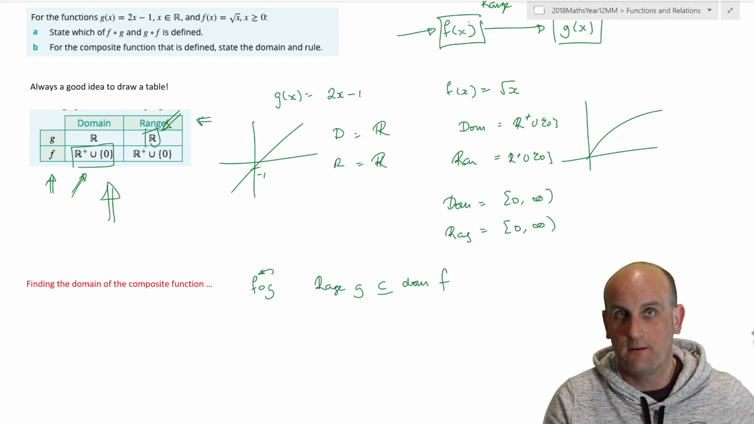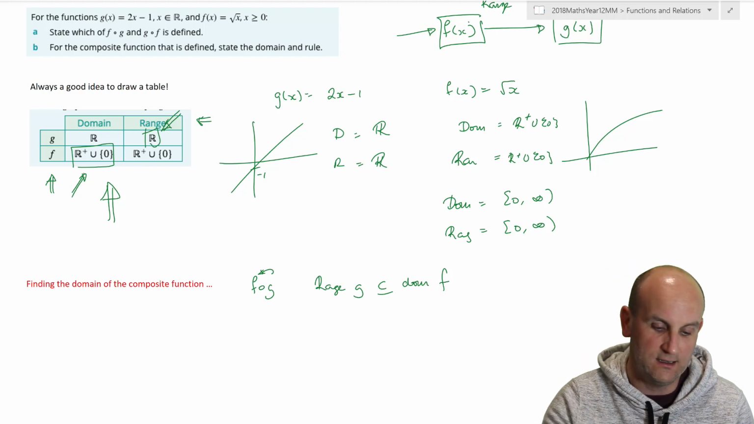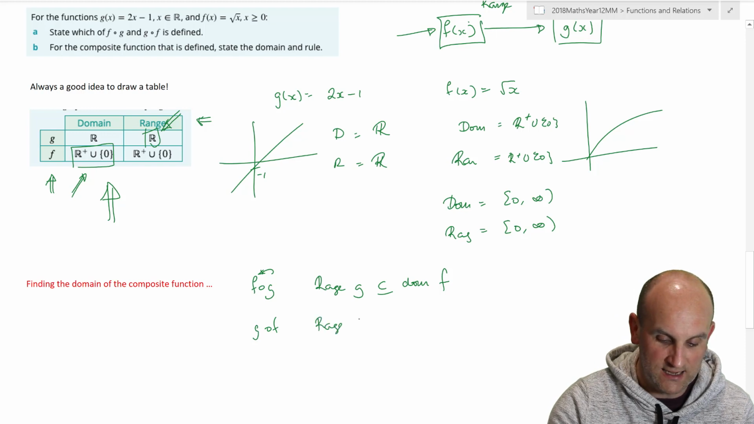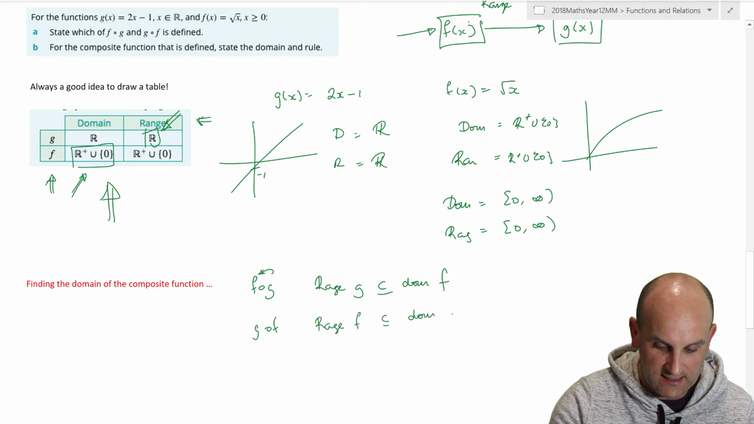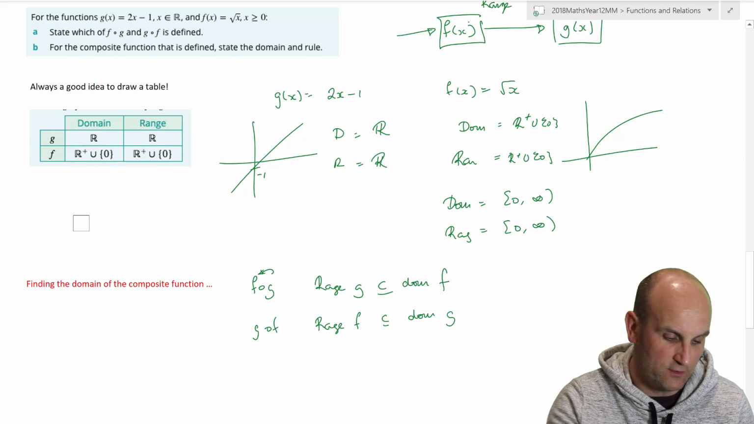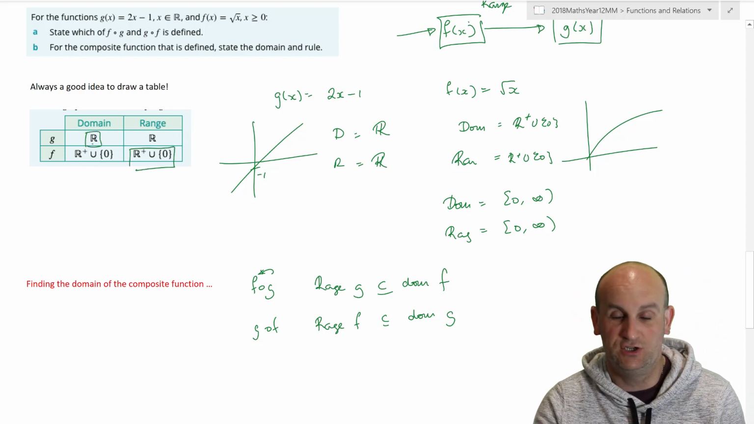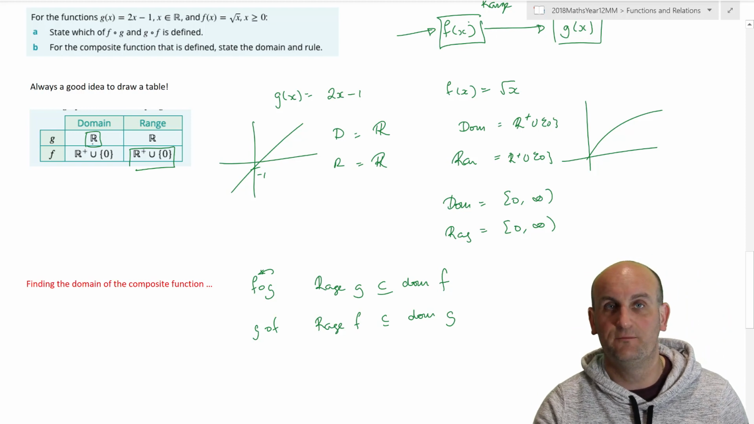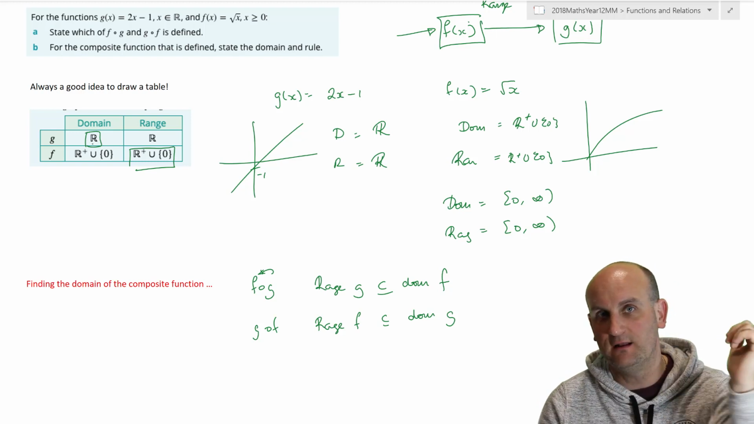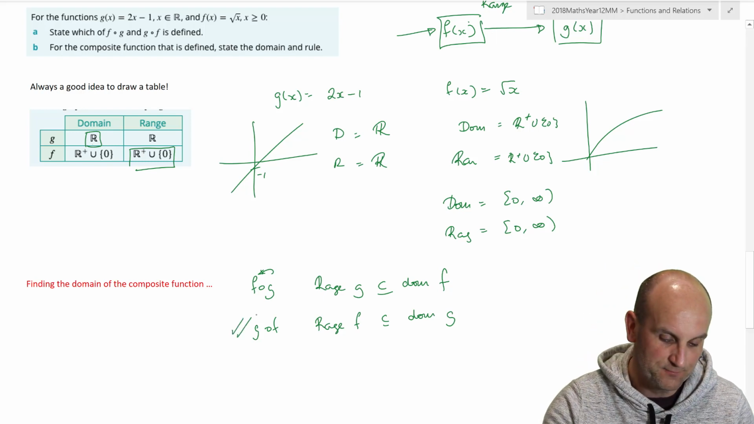If values come out of my range and have nowhere to go in my domain, then it is not defined. What about G of F? In this situation, I need to know, does my range of F fit within my domain of G? Yes, it does, because all positive real values and 0 fit within the real values. So everything that comes out of my function F is going to fit within G, and so we now say that G of F is defined.